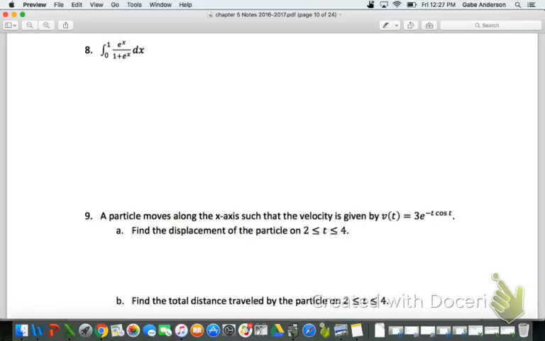E to the x. And you look at the top, Timmy is on a 2-question winning streak, right? He totally did not mess this up. So what we would do then is we would write our antiderivative. Our antiderivative would then be the natural log of the denominator. And then we're going to evaluate from 0 to 1. We'll do that in a second.